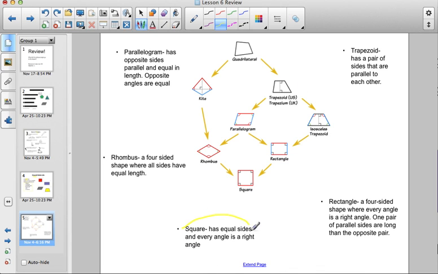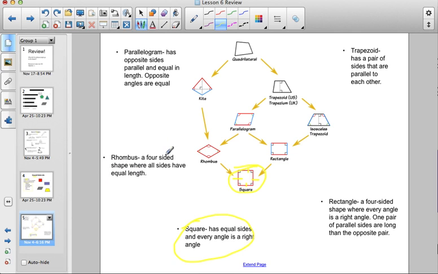Where's my square? Here we go. So a square has equal sides and every angle is a right angle. Here's our square. As you can see, we have right angles all around, and the lengths of this square are all the same size. So a square has equal sides and every angle is a right angle.